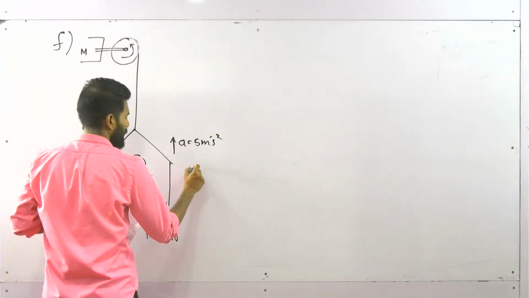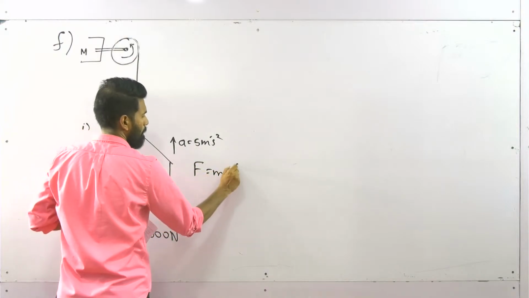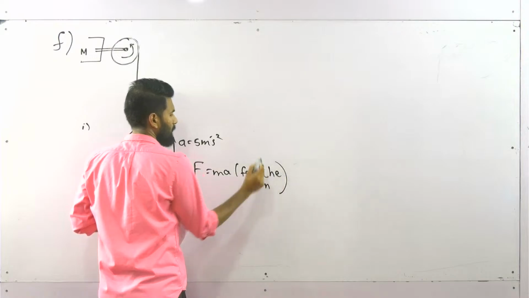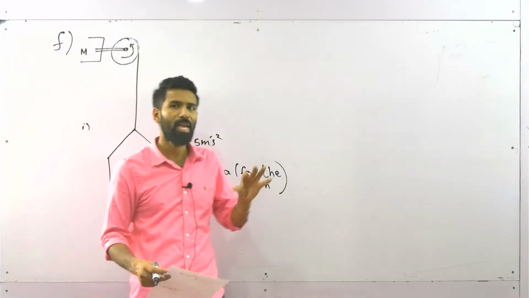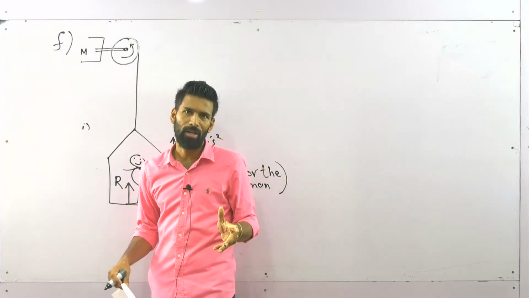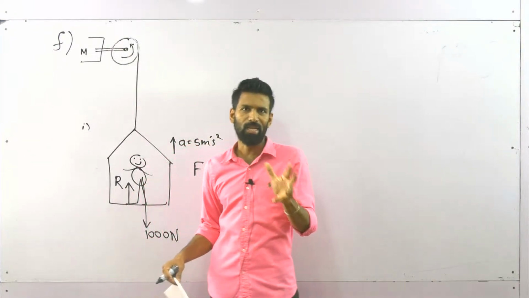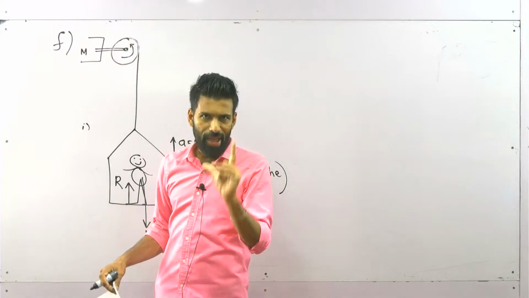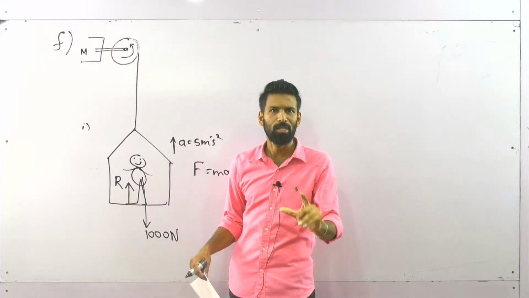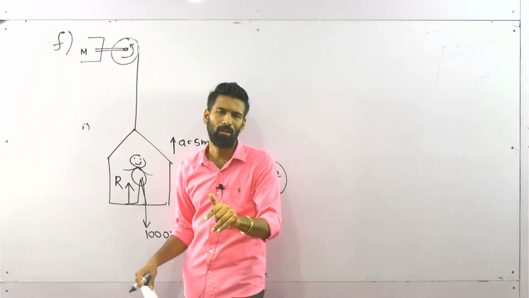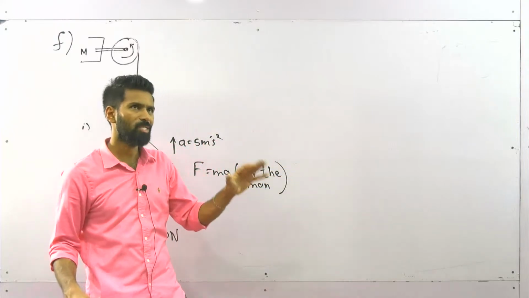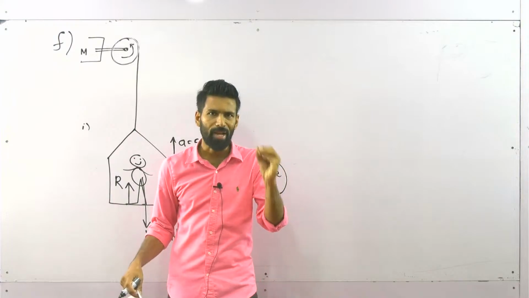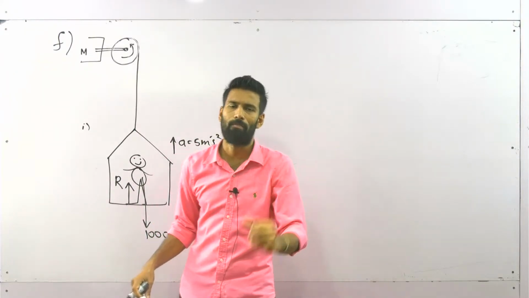To apply F equals ma for the man, we have to consider the external forces acting on him. Newton says in his F equals ma equation, F denotes the external resultant force in a certain direction acting on that object. Okay, so I'm selecting the man as the object. So I have to write down the resultant external force acting on him.